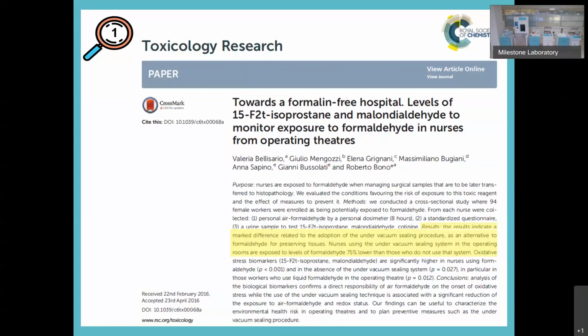Through two markers detected in urine analysis, which are present in the body and get oxidized in case of absorption of formaldehyde, they measured the level of absorption of formalin. The results were quite significant. The level of formalin detected in the body of the second group of nurses, the ones who did not handle formalin in the OR, was 75% lower than the first group that handled formalin. So quite significant. Why not a 100% reduction?